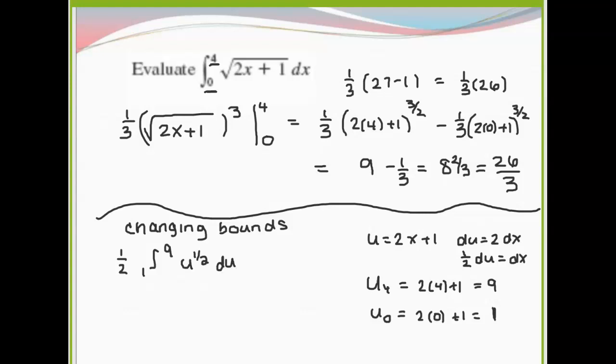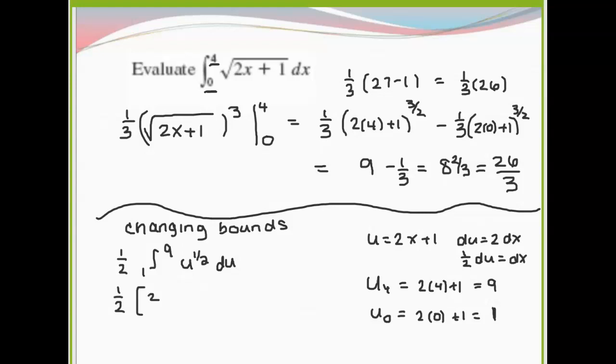And the reason I'm changing my bounds is so that at the end of the problem, I don't have to go back and replace my u with x. So if you have a definite integral with U-Substitution and you change your bounds, you do not replace the u with x at the end. You get your number. So this becomes 1/2.